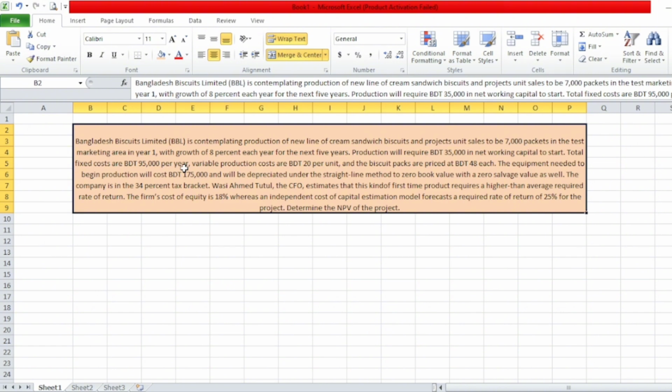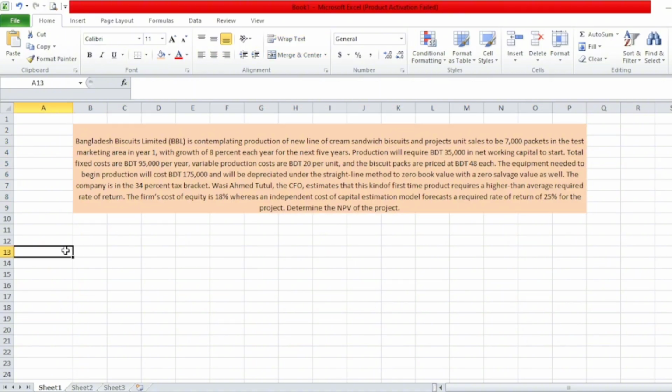fixed cost is 95,000. The equipment will be depreciated using the straight line method over 5 years with no salvage value. The company's tax rate is 34%, and because this is a high risk project, the required rate of return is 25%. Now all we have to find out is the NPV of the project, and whether the project should be accepted or rejected. Now we will write down all the relevant information on the left side of the Excel sheet so that we can use it during our analysis.